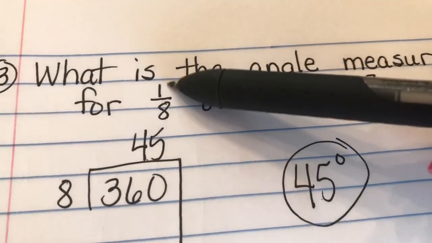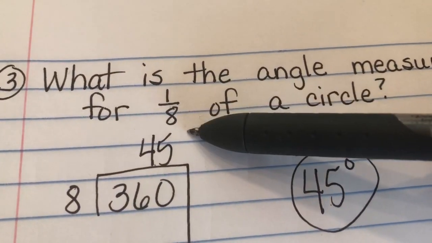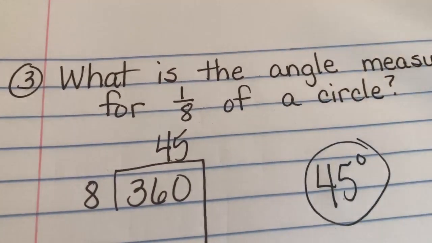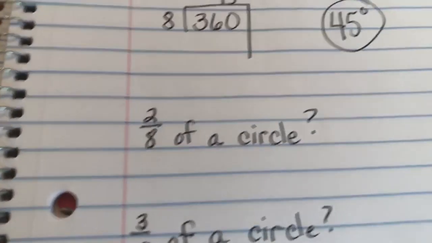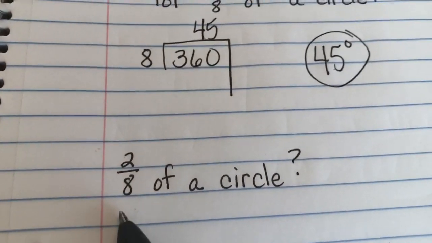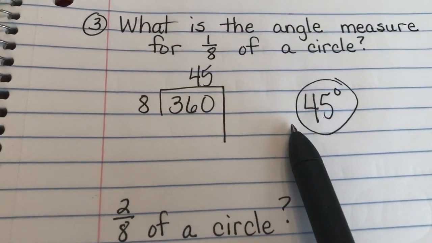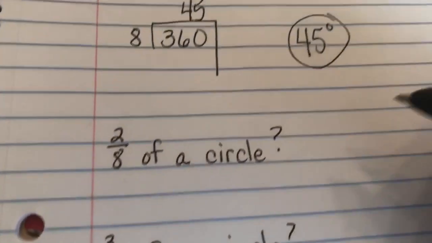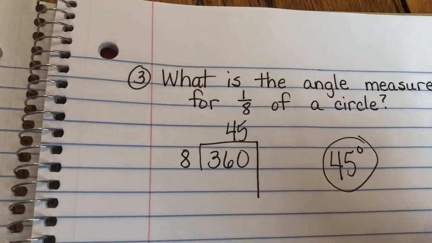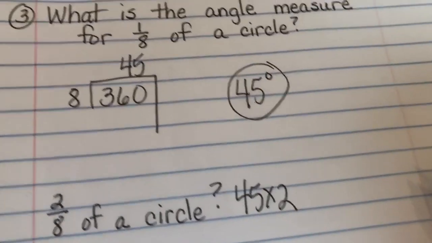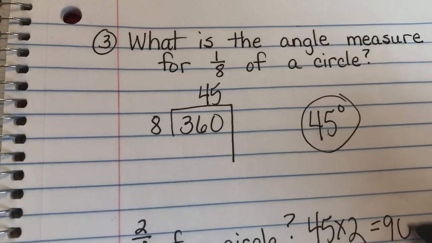Now once you have your 1 unit, you can build on that. 2/8, 3/8, 4/8, and more. So let me show you what I'm talking about. So 2/8 of a circle, we know one of them is 45, so now we need 2 of those. So you would do 45 times 2, and that would give you 90.